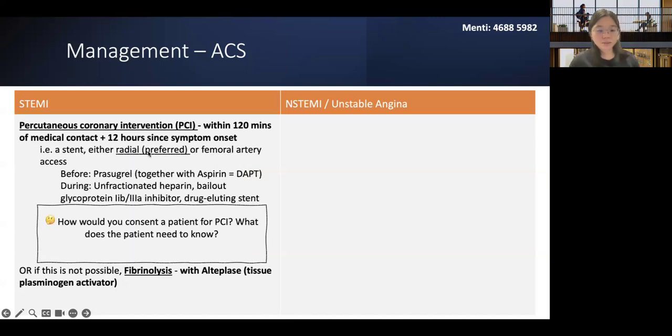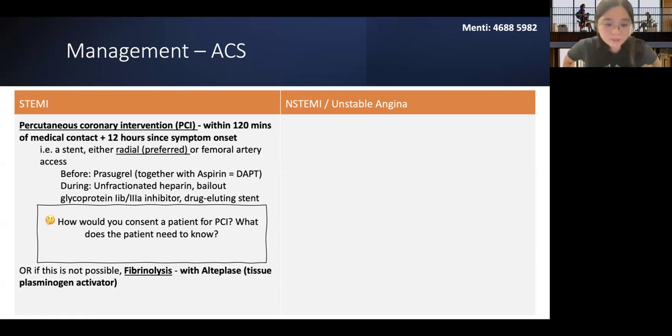It's usually inserted through the radial artery, so literally just in here, they only make a small opening and they go all the way up. They used to do femoral as well, but because it's in a more inconvenient place, it's associated with poorer clinical outcomes. You will also give some other antiplatelets during this procedure. Just thinking about possible OSCE situations, how would you consent a patient for PCI and what does the patient need to know? Just have a think about that.